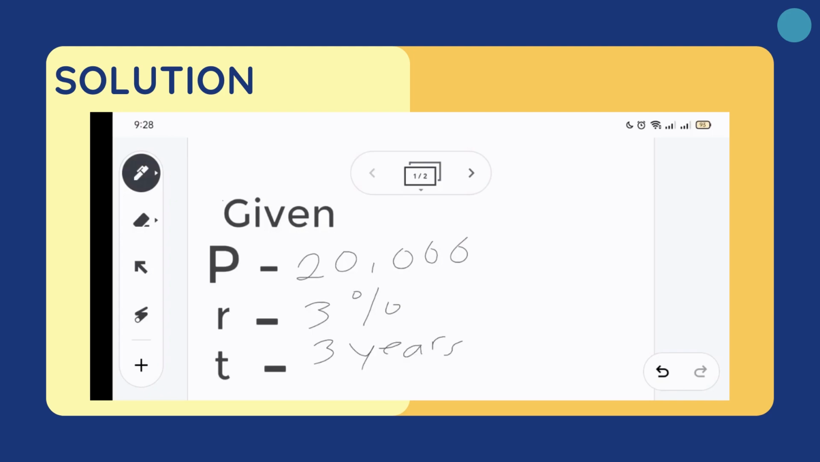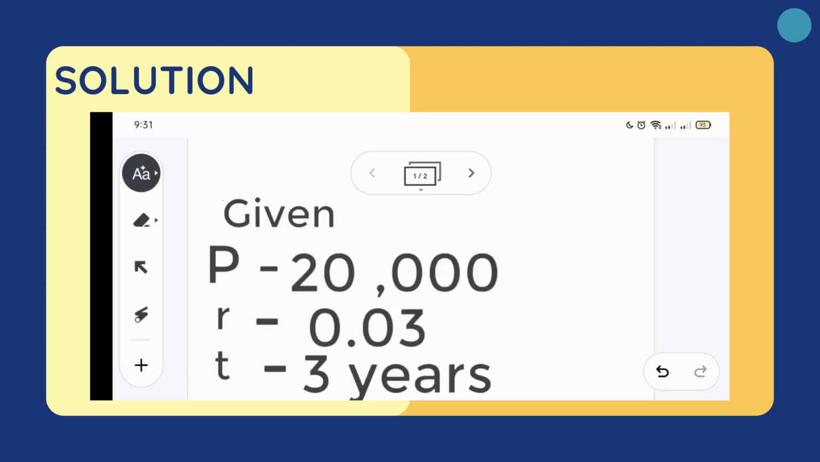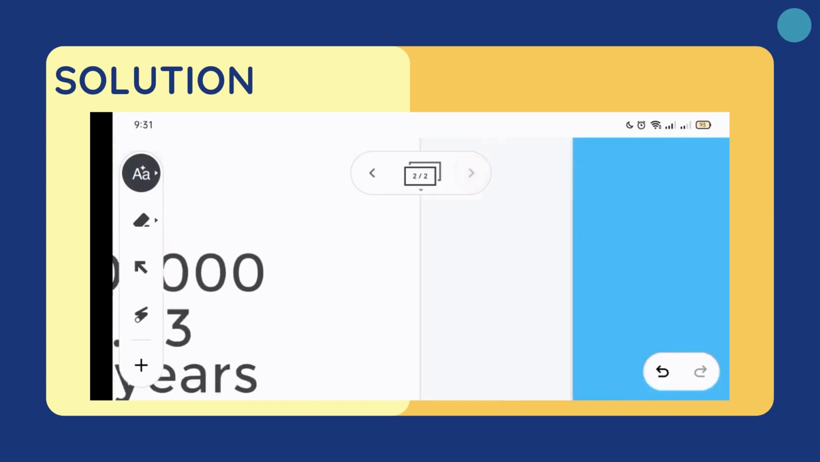We need to make the rate a decimal. So we're going to divide 3% by 100, and it will become 0.03. So these are the given. After finding the given, which is P equals 20,000, R equals 0.03, and T equals 3 years, we're going to solve it now.